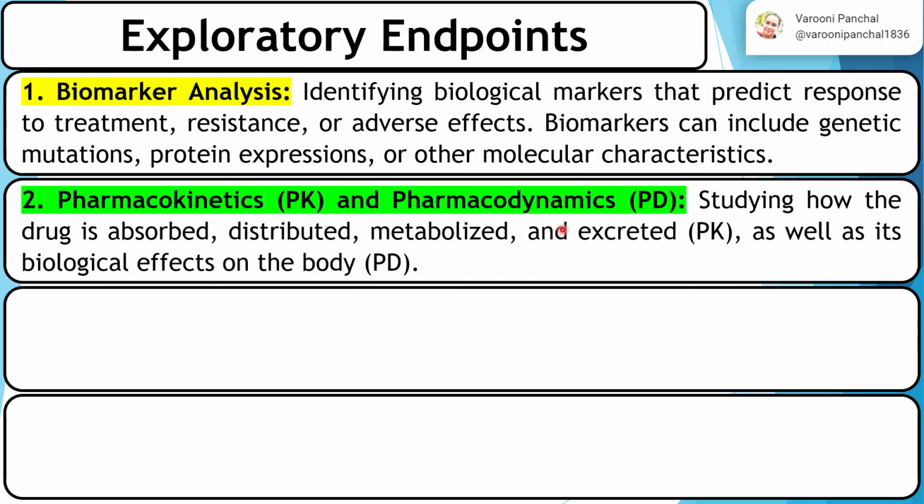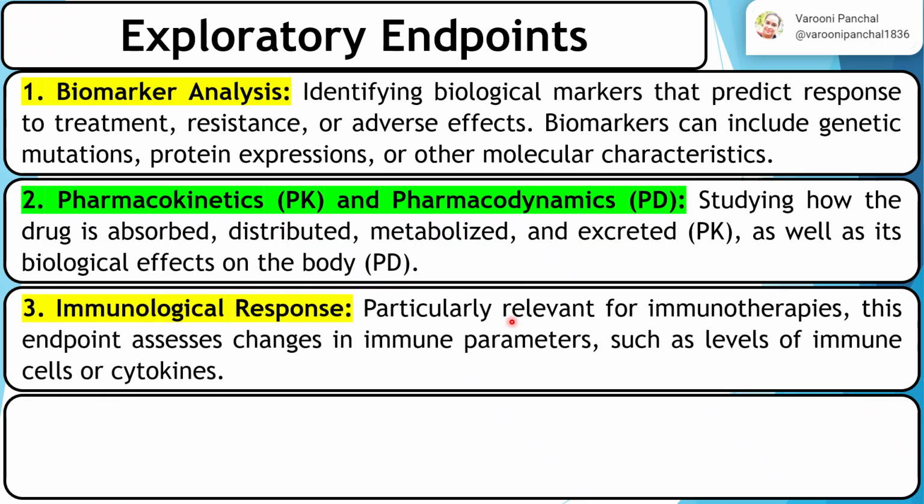Pharmacokinetics (PK) and pharmacodynamics (PD): studying how the drug is absorbed, distributed, metabolized, and excreted (PK), as well as its biological effects on the body, which is PD. Immunological response, particularly relevant for immunotherapies. This endpoint assesses changes in immune parameters such as levels of immune cells or cytokines.